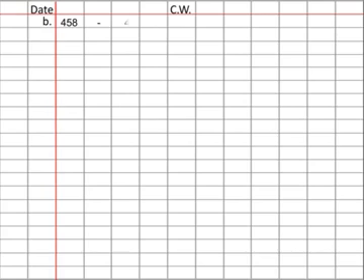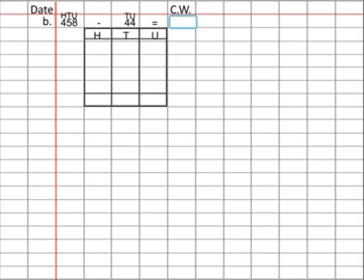458 minus 44. In the number 458, 8 is in the units place, 5 is in the tens place, and 4 is in the hundreds place. In the number 44, 4 is in the units place as well as the tens place.